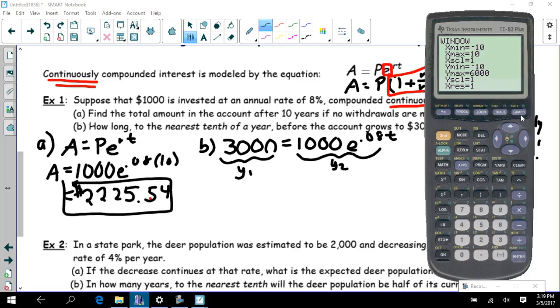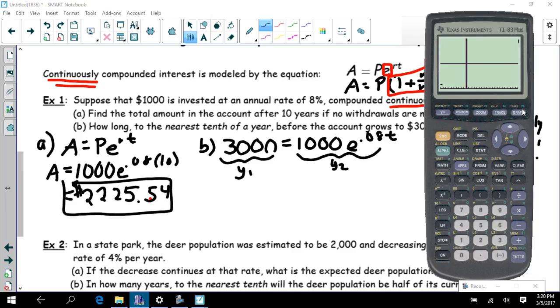So there's the 3,000 line. I want to just see where these connect. Hopefully I'll see it. Oh, not quite. So I've got to change my Xmax also. Don't have to go too far because I almost saw it. So let's try 20. There's 3,000 again. And this time I see it creeping up. There it connects. There you go, second calc, intersect.